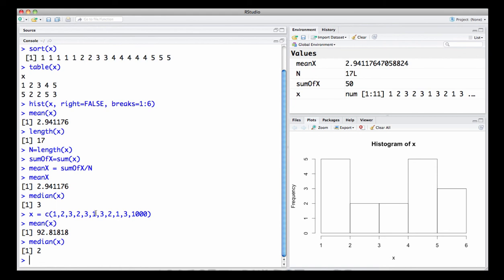So that's measures of central tendency. In the next video, we'll cover measures of variability, specifically standard deviation, which gives you a sense of how spread out that distribution is.